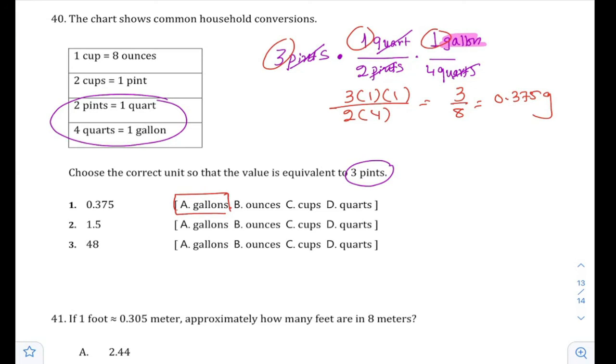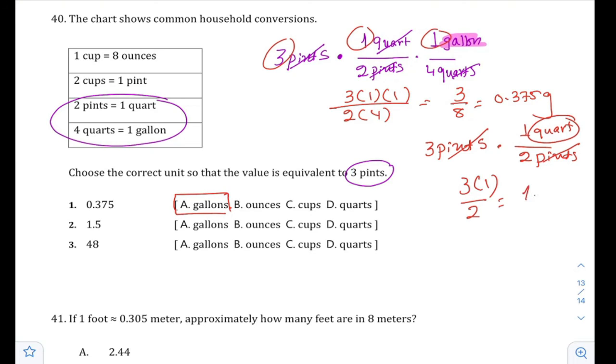What if you want quarts only? We have 3 pints. And you know that 1 quart is 2 pints. So I'll stop here because I want quart alone. So I'll cancel this with that. It will be 3 times 1 up over 2. 3 over 2 is 1.5. And that's why here I am choosing 1.5 quarts.